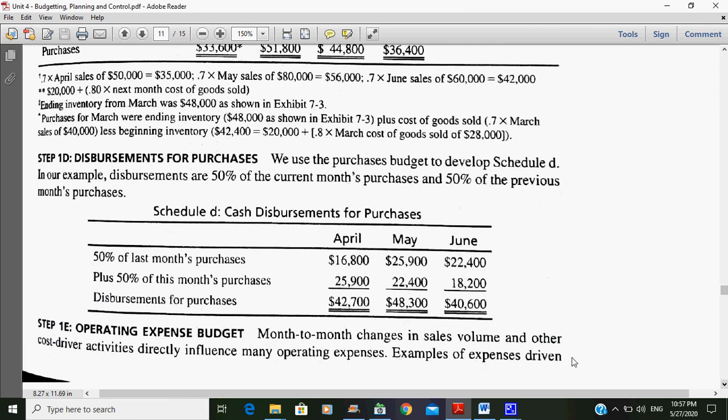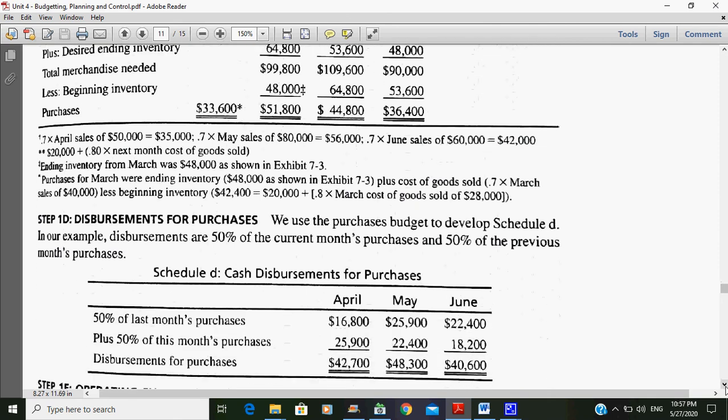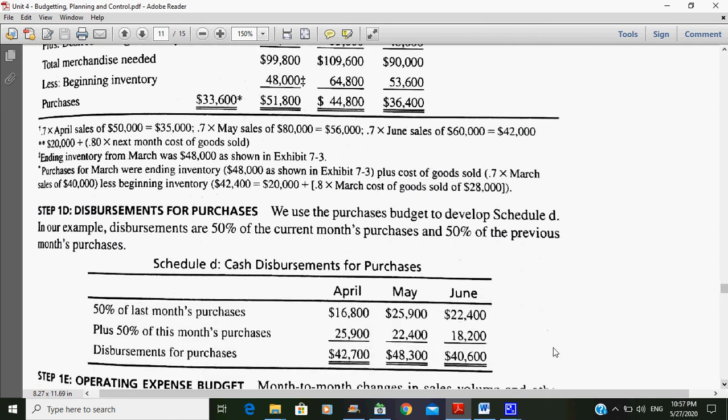Then you would want to find 50% for this month's purchase now. You're going to find 50% now of the amount for what? April, May, and June each. So you have 50% of April with 25,900 already. So it will be 0.50 times 51,800. That gives 25,900. Hope you are calculating with me. Then you have 50% of 44,800, 0.50 times 44,800, 22,400, then 50% of the June one, which is 0.50 times 36,400, and I give 8,200. That would be that for that.